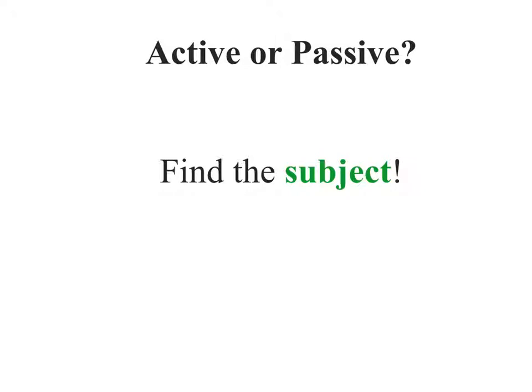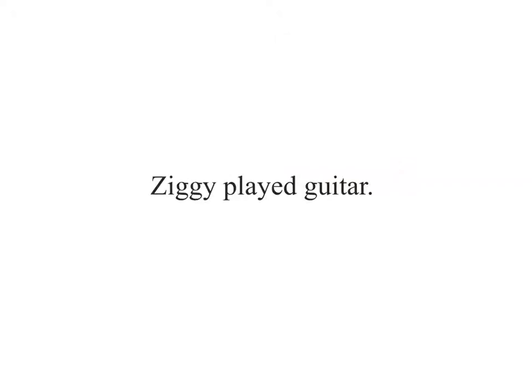So when you're trying to determine whether a sentence is in the active or passive voice, the first thing you have to do is find the subject. Sometimes that's really easy. In this sentence, Ziggy played guitar. Who's the subject? Ziggy, pretty simple. But it's not always that simple. This sentence, by the way, would be an active voice because Ziggy, the subject, is doing something.